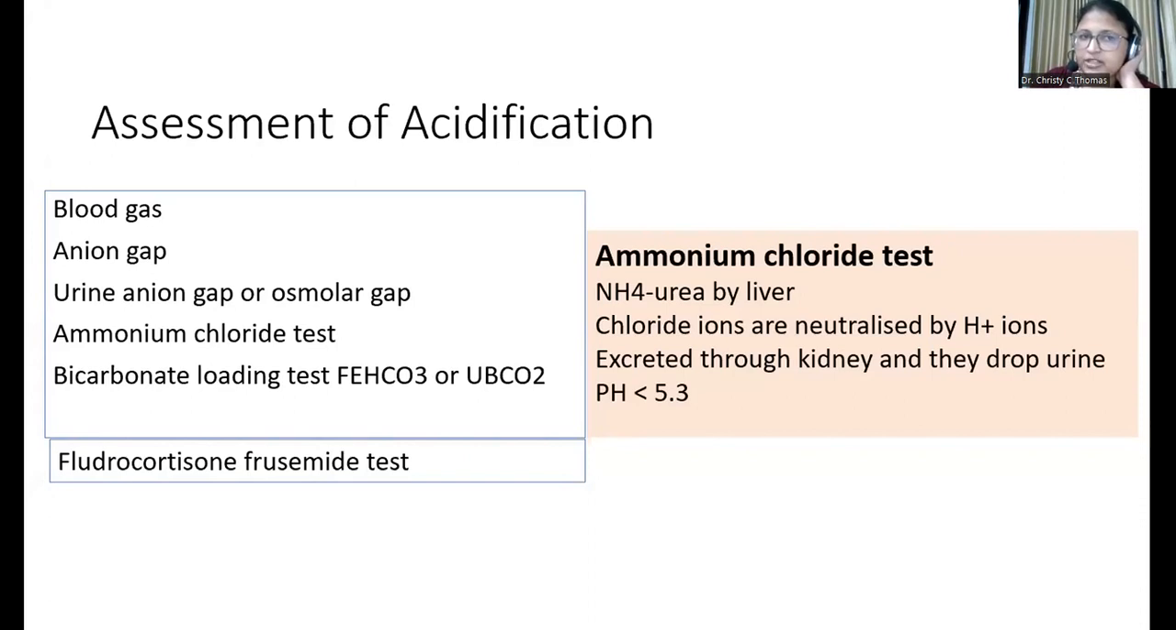In case of a renal tubular acidosis, we also do the bicarb loading, and we calculate the fractional excretion of bicarb and the urine minus blood CO2. In conditions where we suspect an incomplete distal RTA, you can also do the fludrocortisone furosemide test. Most of these tests were described in detail by Dr.